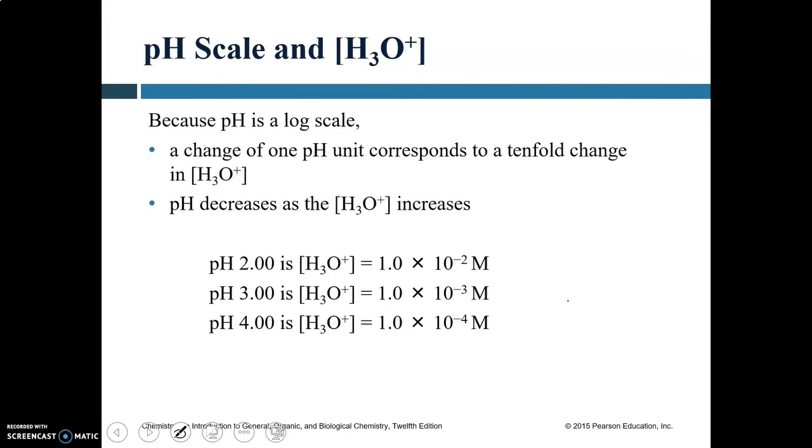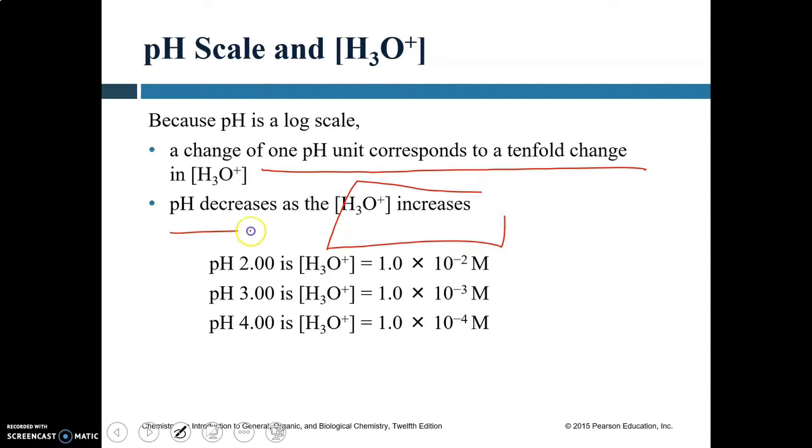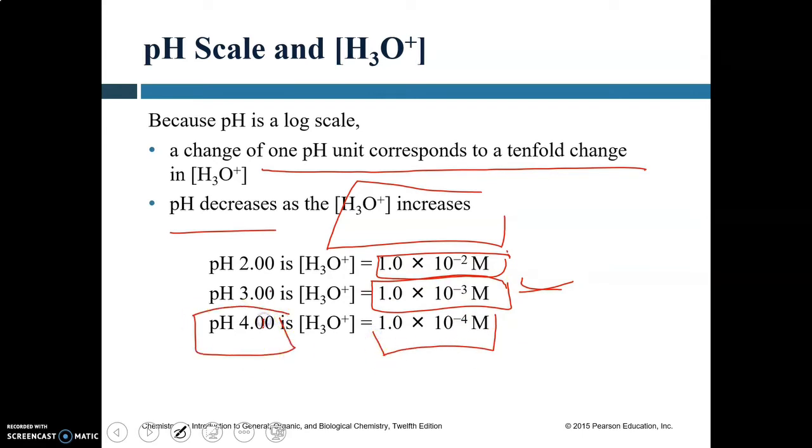Now, pH is a logarithmic scale, which means a change of one pH unit corresponds to a 10-fold change in the concentration of hydronium ion. As concentration of hydronium ion increases, pH decreases. Now, you see, this is 10 times higher than this, and this is 10 times higher than this. pH changes by 1 unit. 4, 3, 2.